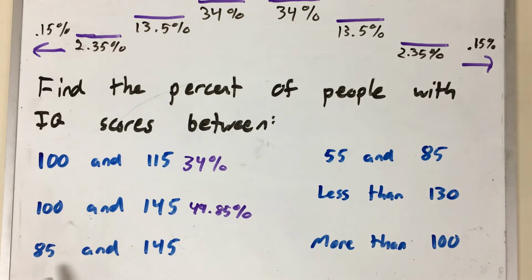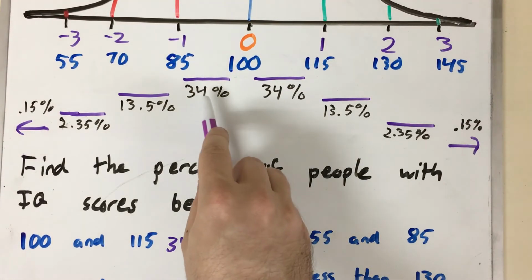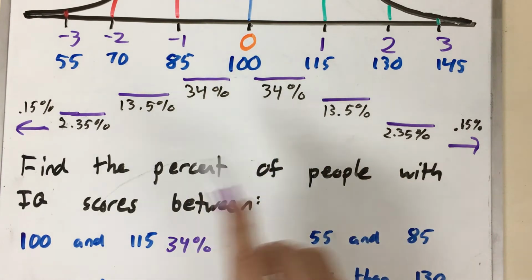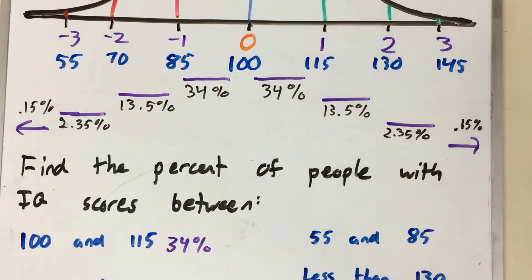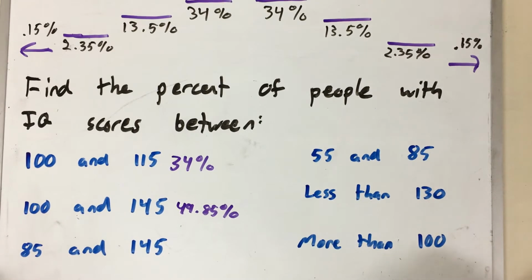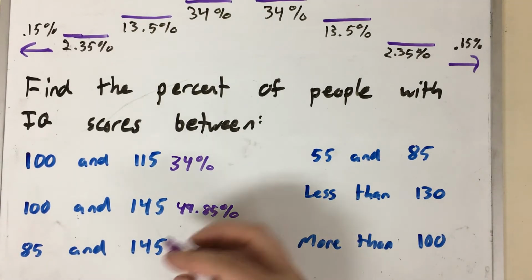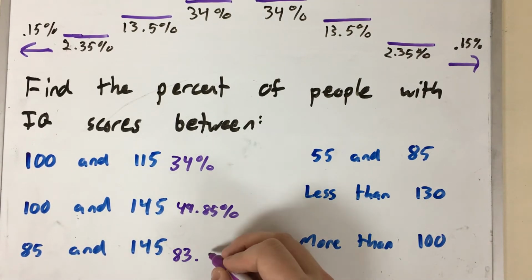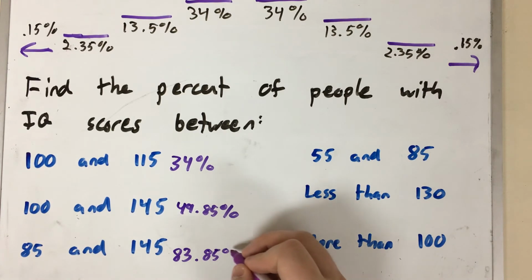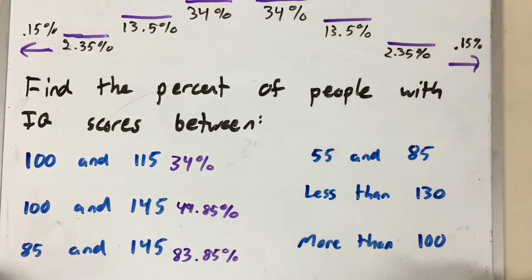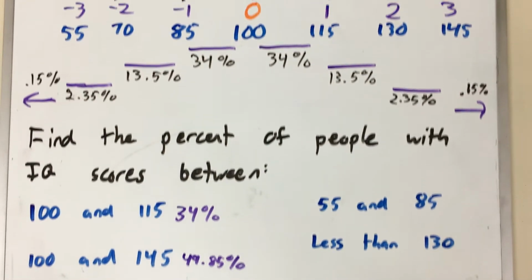Now we have 85 and 145, which if we look up here, that takes us at 34, 34, 13.5, and 2.35. We add all those percentages together, and we end up with 83.85%. Next question asks us about between 55 and 85.